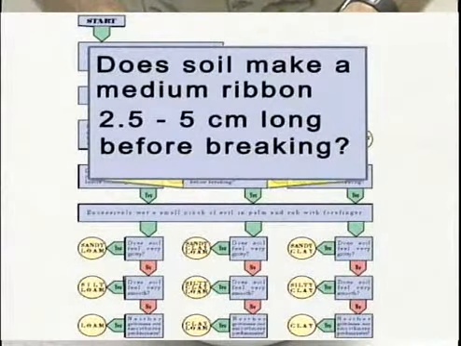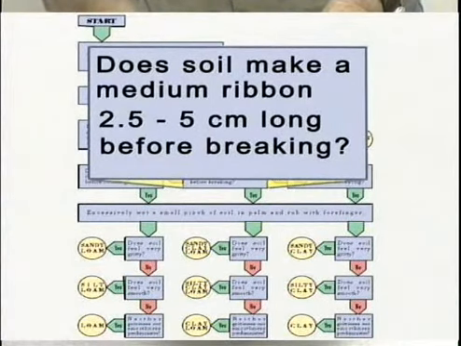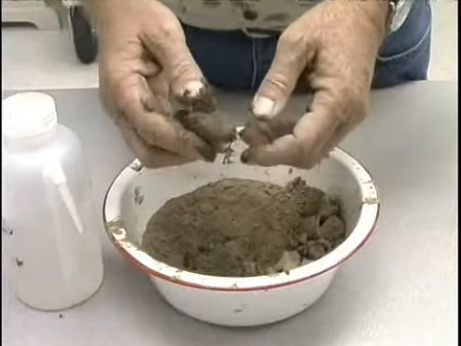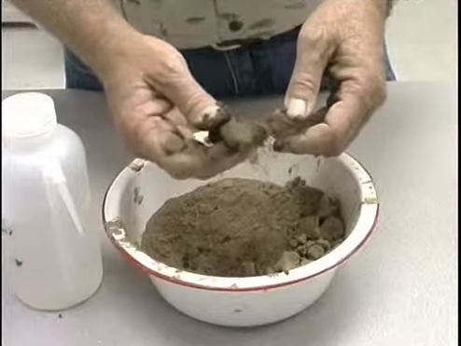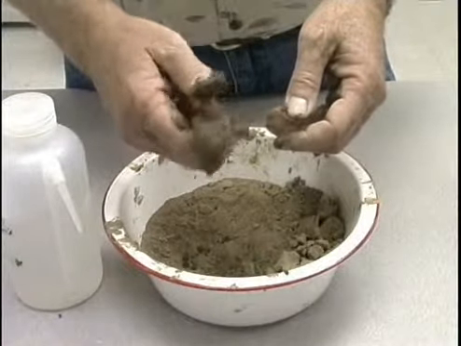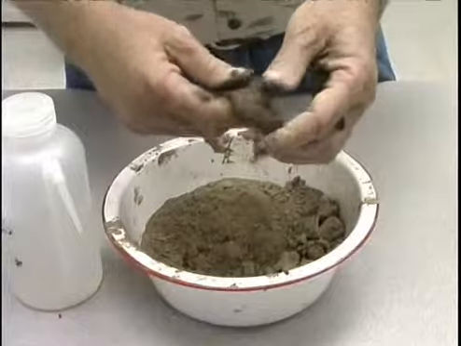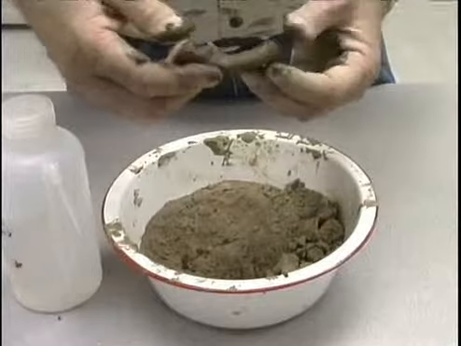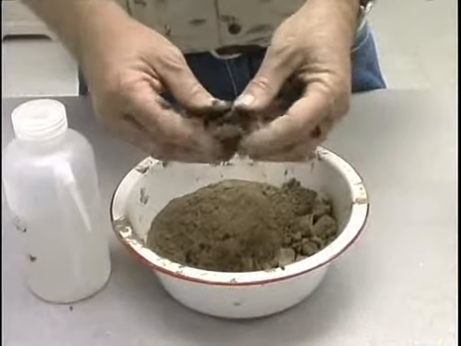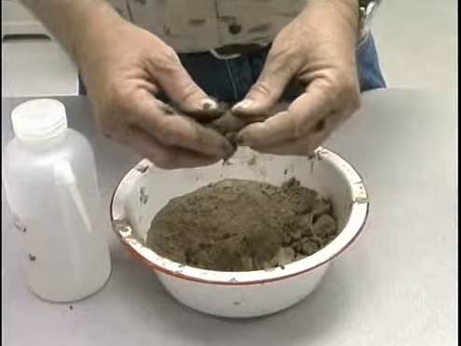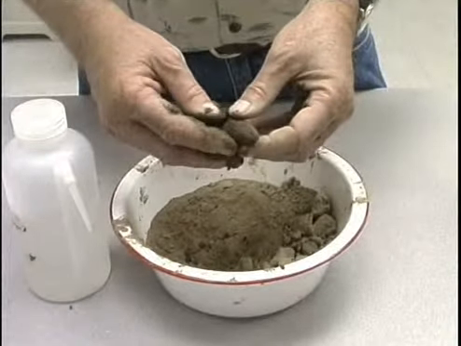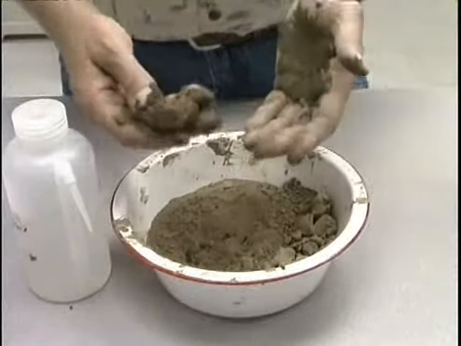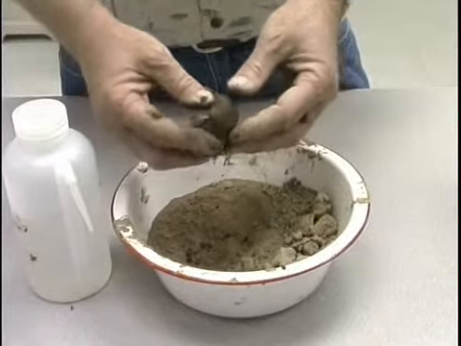Does the soil form a medium ribbon from 2.5 to 5 centimeters long before breaking? I would say this particular soil is in that range. We could get it out there somewhere between 1 and 2 inches prior to the time that it would break off. There's a ribbon of approximately 2 inches in length. So we're kind of on the borderline here between under 5 centimeters and over 5 centimeters. So we're going to say for the purpose of this example that this ribboned out to a length of approximately 5 centimeters.